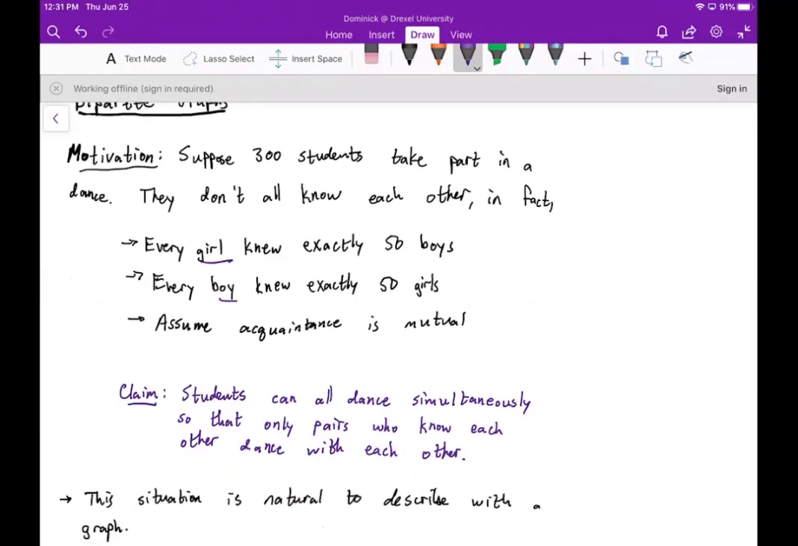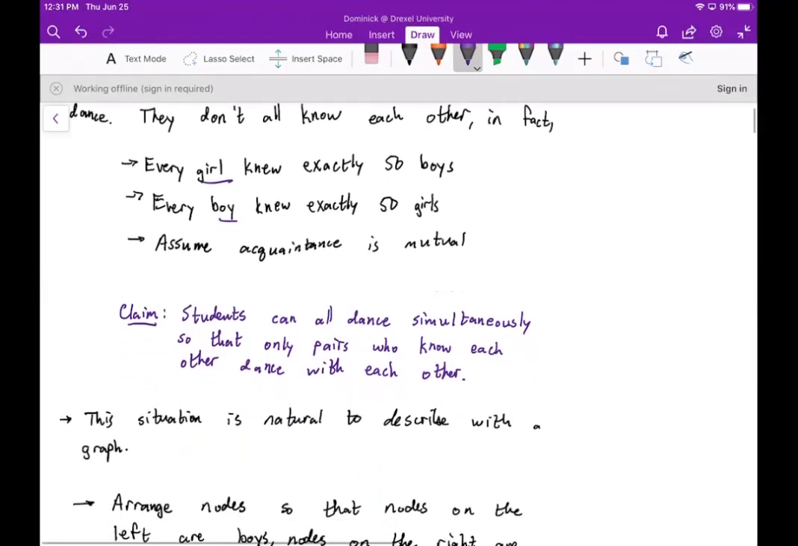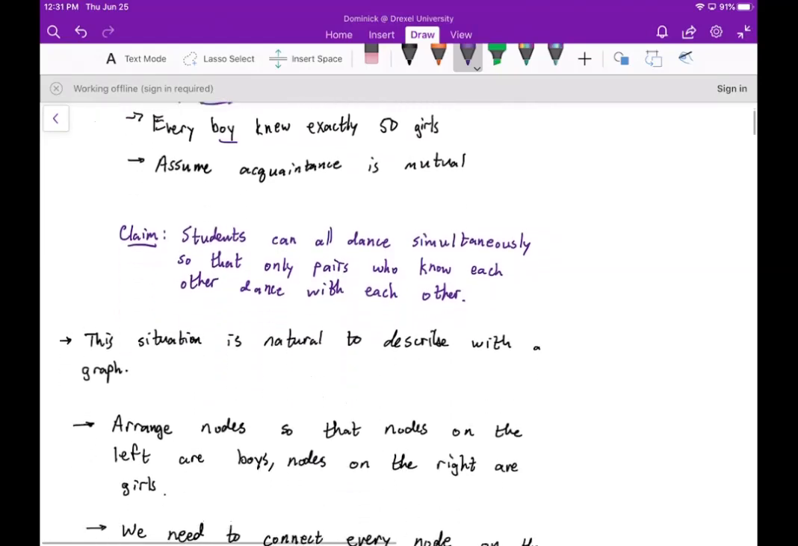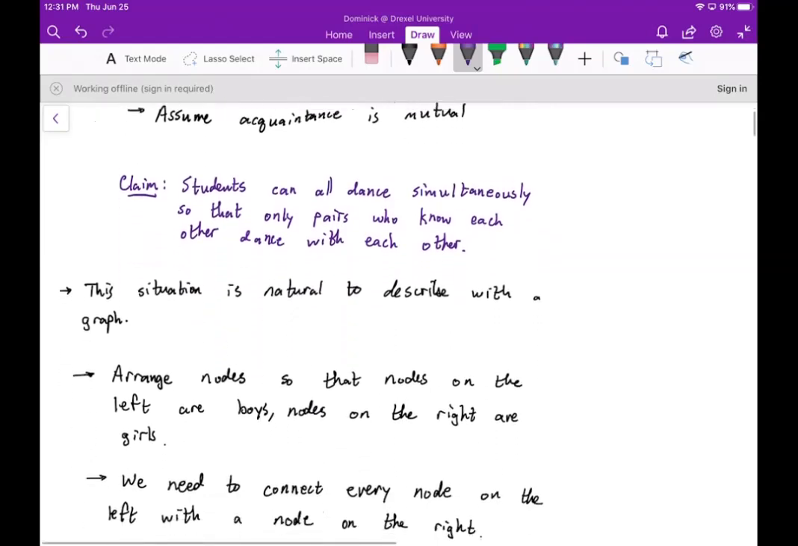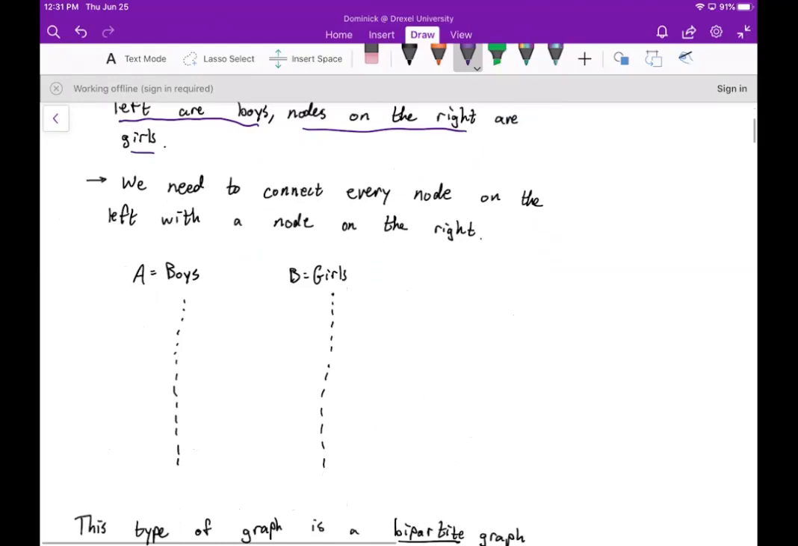Now, we claim that all students can dance simultaneously so that only pairs who know each other dance with each other, right? So we don't have any sort of intermingling of girls and boys that don't know each other. Now, of course, this situation is natural to describe with a graph. What we want to do a little bit differently this time is arrange the nodes so that the nodes on the left represent boys and the nodes on the right represent girls. So maybe something like this, and we want to connect every node on the left with a node that's on the right.